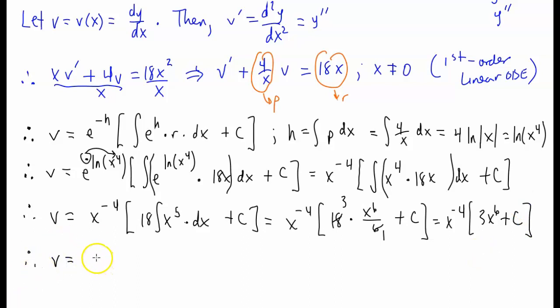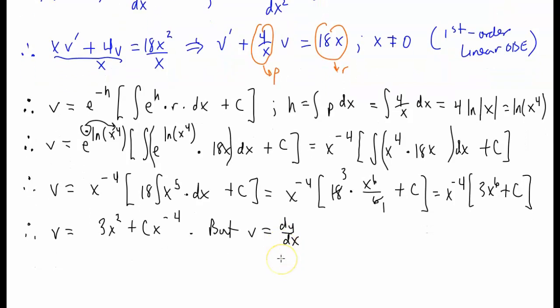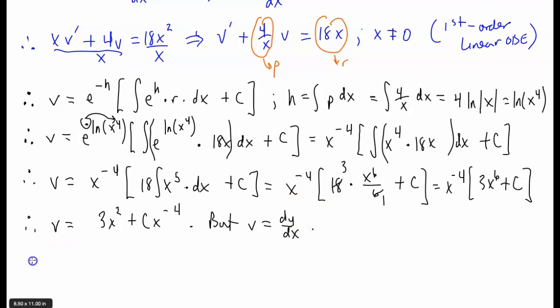So therefore v just ends up being 3x squared plus cx raised to the negative 4. Okay. Now, just like with the last example, we have solved for v here, but what we really want is y. And so we see here that v was dy over dx. And thus, what that means here is that dy over dx is going to be this. Okay.